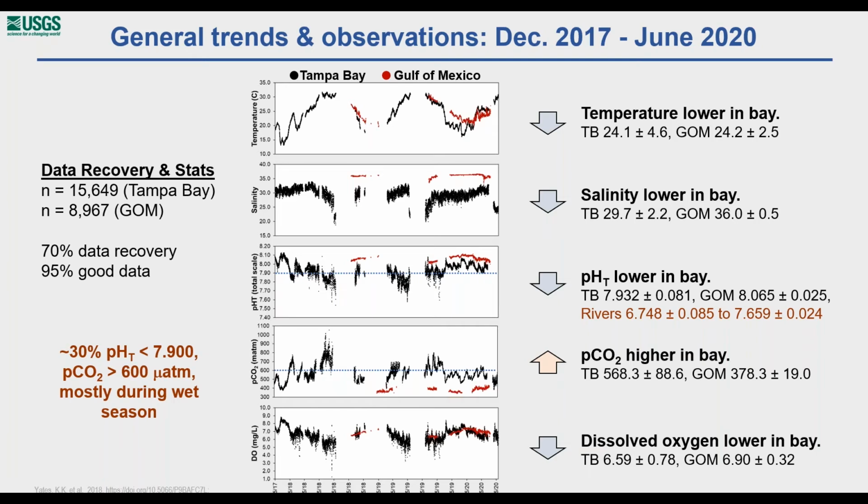And exposure to these more acidic conditions occurs primarily during the wet season, and this is likely due to river water influence. If you look at the red text on the right side of this slide, you can see the very low range of river pH flowing into the bay, as low as 6.7, relative to mean Bay and Gulf of Mexico pH of about 7.9 and 8.1, respectively.